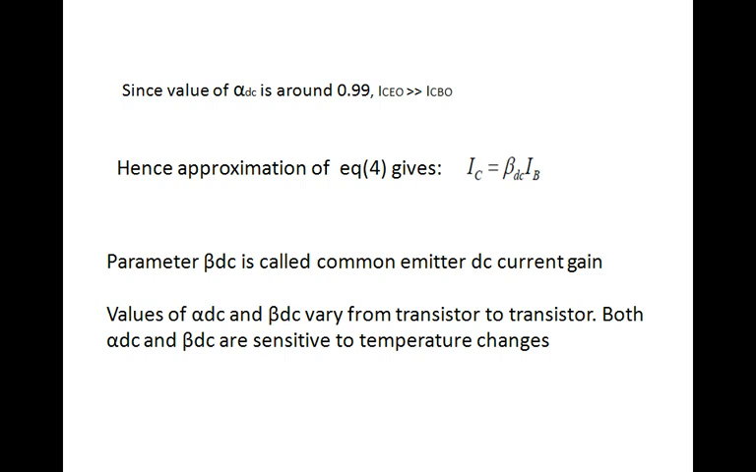Since alpha DC is approximately equal to 1, ICE0 is greater than ICB0. If you take the approximation for the previous equation, IC is equal to beta DC into IB. So beta DC is the base to collector current gain, or common emitter DC current gain. Both these alpha DC and beta DC are temperature sensitive.